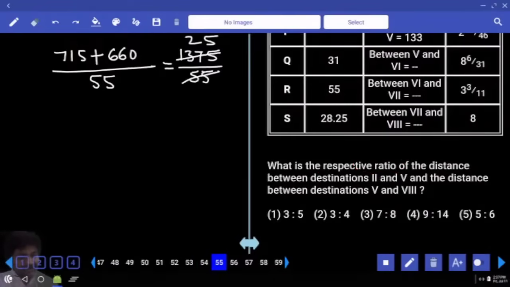What is the respective ratio of the distance between 2 to 5 and 5 to 8? 5 to 8 meaning the last 3, right? Just now we calculated the last 3. How much is that? 660. And the first number is 2 to 5. You know 1 to 5. How much is 1 to 5?